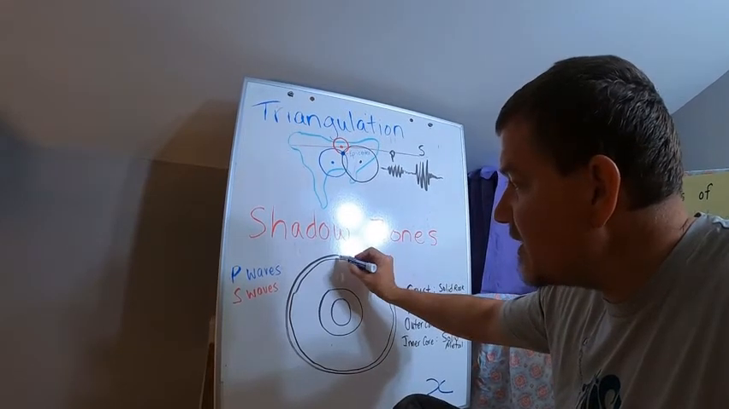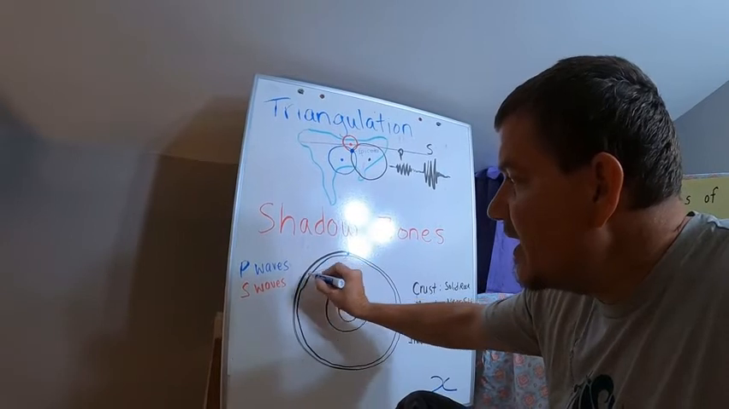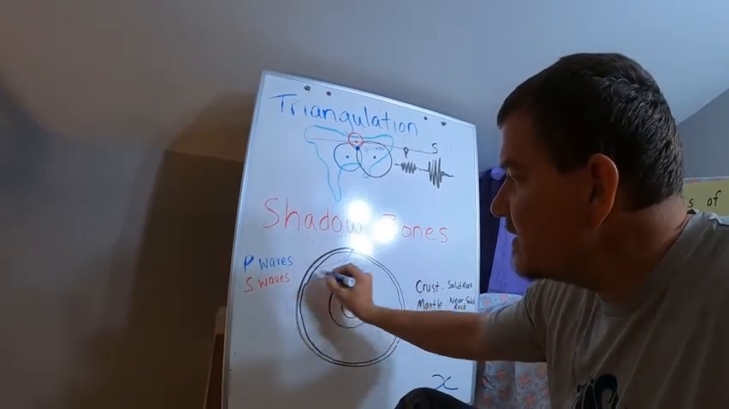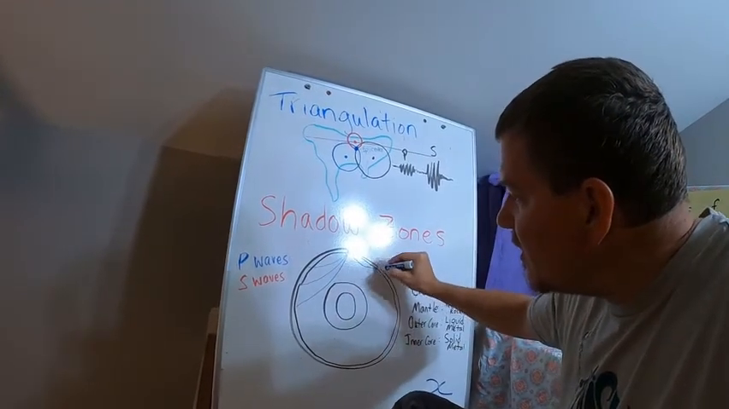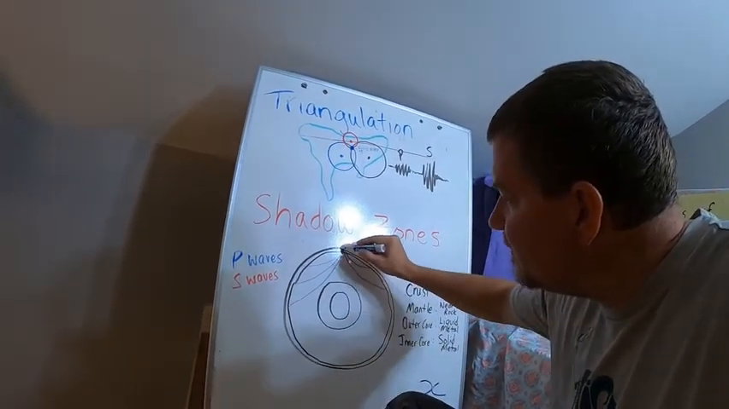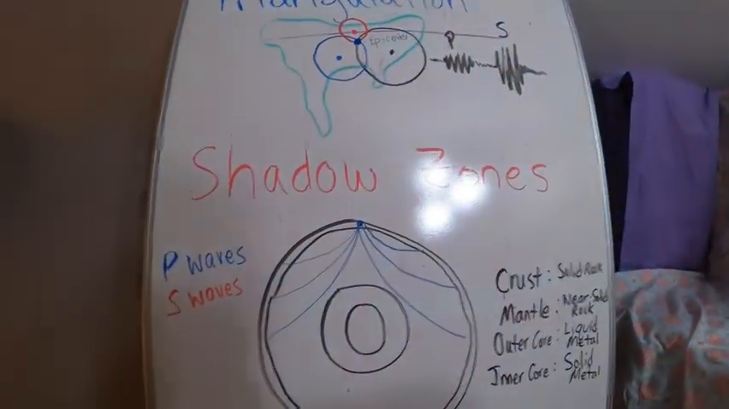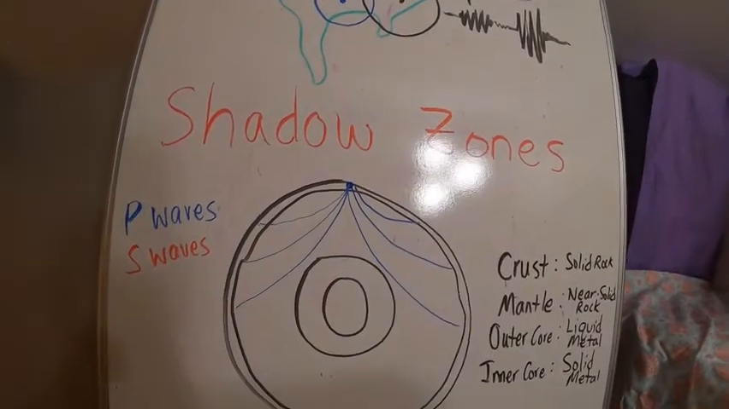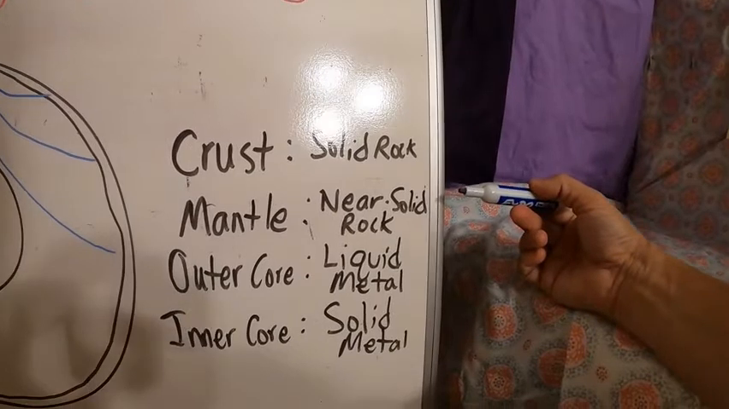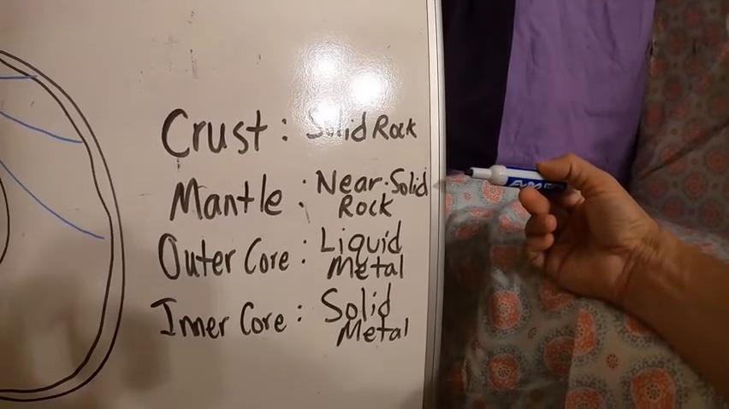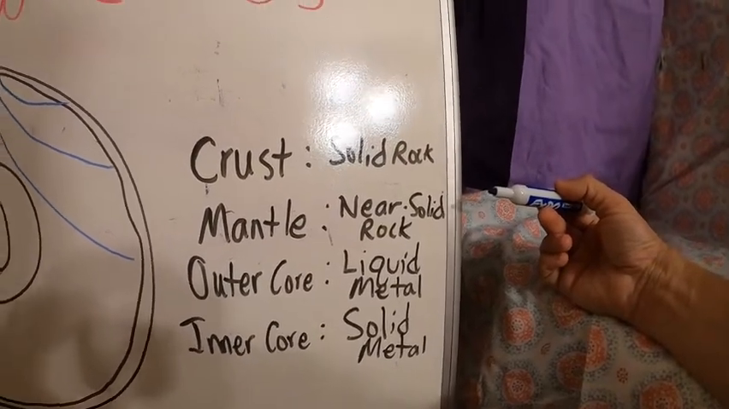If we were to track the movement of a P wave, it might flow this way. It might flow this way. It's going in all directions. So if we were just to look at the crust and mantle, the crust and mantle are both behaving as solids. The crust is solid and the mantle is going to behave as a near solid rock.